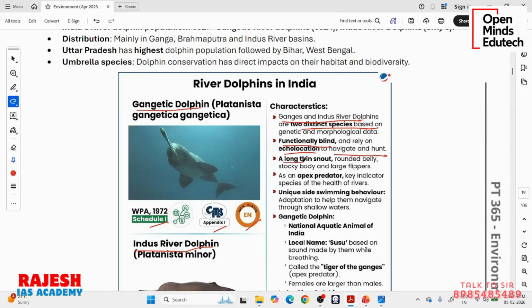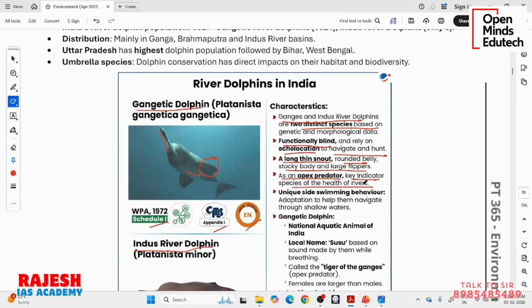Okay, a long thin snout, rounded belly. See here, see this image. Long thin snout, rounded belly, stocky body and large flippers. As an apex predator, that means there are no natural predators for these animals. These are the ones that eat others. These animals are at the top, apex predators. Key indicator species of the health of the rivers. That means if you find river dolphins in a particular river, that means the river is healthy, because they can survive only if the river is healthy.